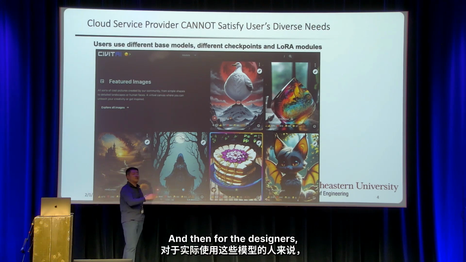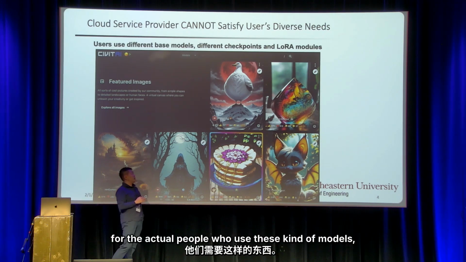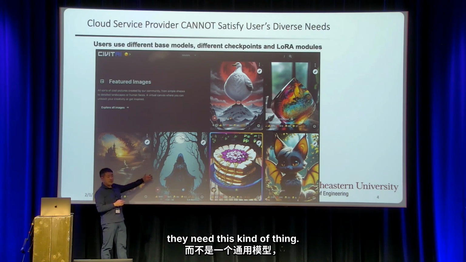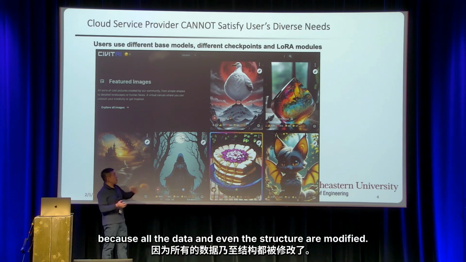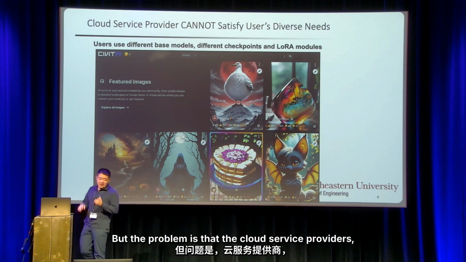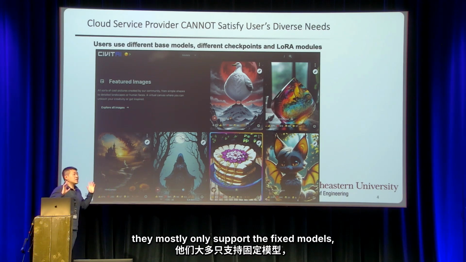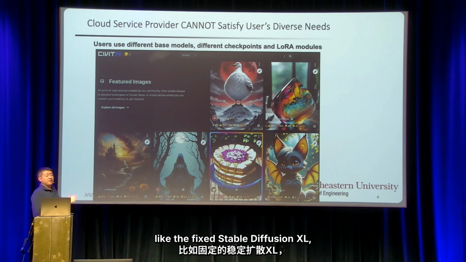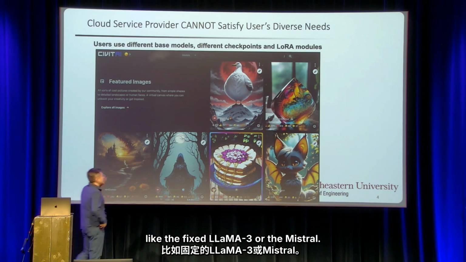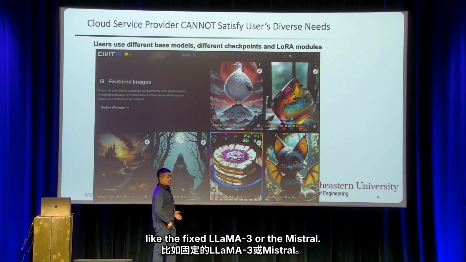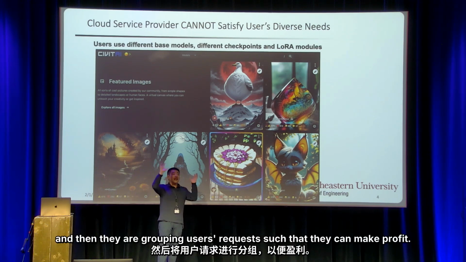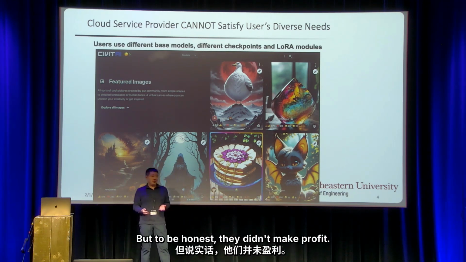And then for the designers, for the actual people who use this kind of models, they need this kind of thing instead of a general model, because all the data and even the structure are modified. But the problem is that the cloud service providers mostly only support fixed models, like the fixed Stable Diffusion XL, like the fixed Llama version 3 or the Mistral. They're using fixed models, and then they are grouping users' requests such that they can make profit. But to be honest, they didn't make profit.